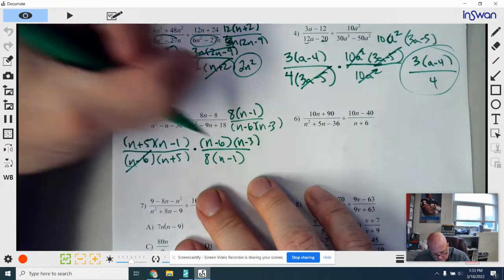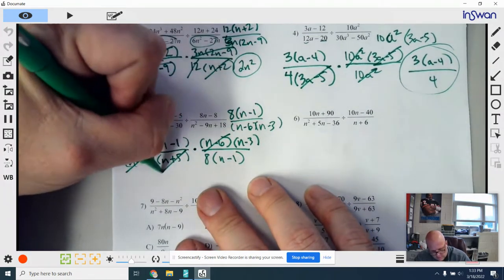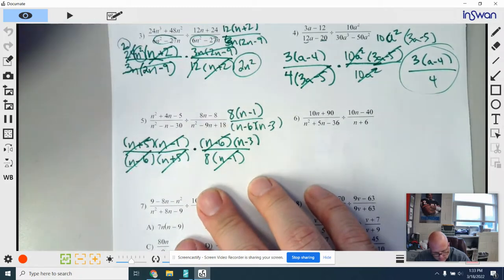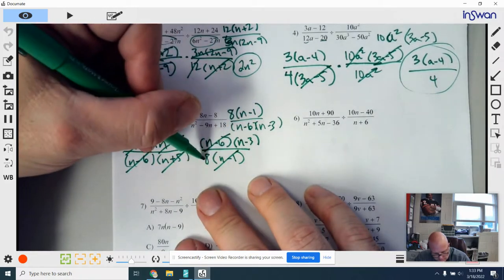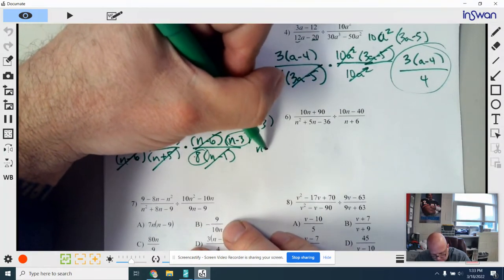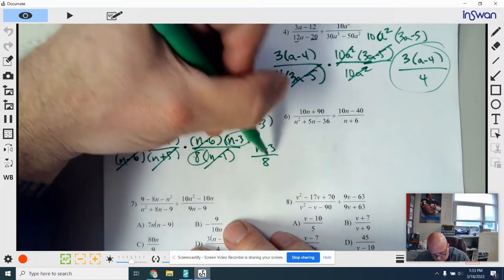All right, so I see this matches, this matches. This one matches with this one. This one matches with this one. And I only have 2 pieces left, that part and this piece. So my final answer is n minus 3 over 8.